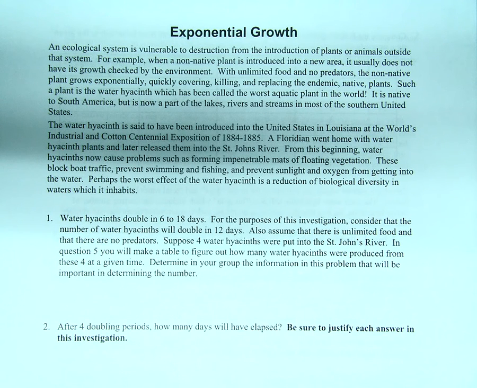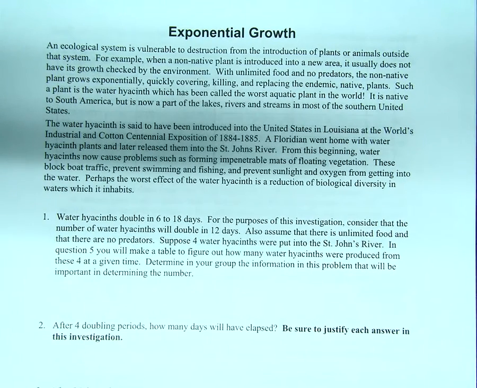An ecological system is vulnerable to destruction from the introduction of plants or animals outside that system. For example, when a non-native plant is introduced into a new area, it usually does not have its growth checked by the environment. With unlimited food and no predators, the non-native plant grows exponentially, quickly covering, killing, and replacing the endemic native plants. Such a plant is the water hyacinth, which has been called the worst aquatic plant in the world.